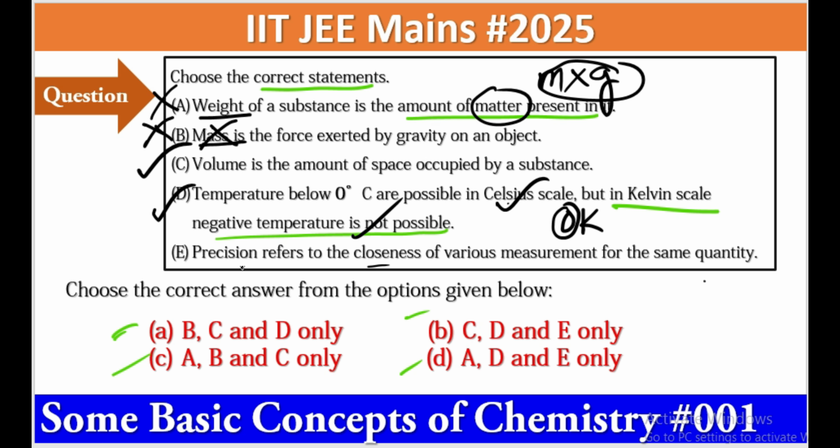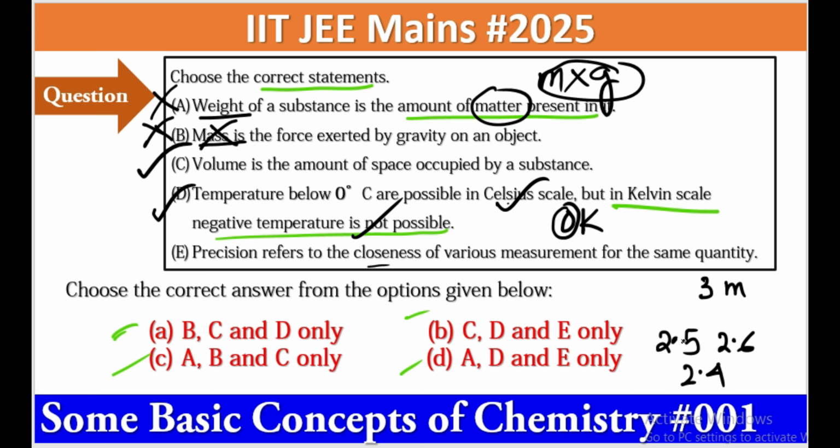If you see statement E, precision refers to the closeness of various measurements for the same quantity. Yes, it is correct. Why? If you measure any parameter, let's consider height. If someone's height is, let's consider 3 meters, and we assume that you are measuring in some way where you get 2.5 meters. Second time you are measuring, you get 2.6. Third time you are measuring, maybe it is 2.4.